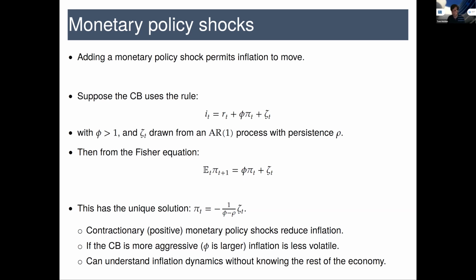If there's a contractionary monetary policy shock, that's an increase in ζ, then inflation is going to go down. If the central bank is more aggressive, that means φ is larger, then inflation is going to be less volatile. This is just like in a standard model. But as before, we can understand inflation dynamics without knowing the rest of the economy. The monetary policy shock is the only thing driving inflation here.